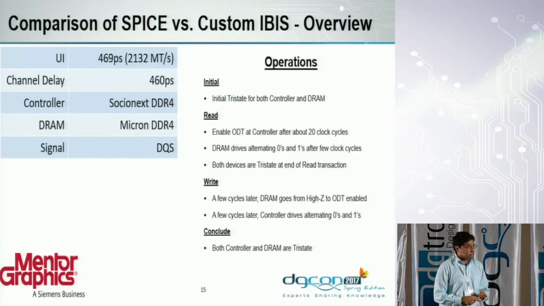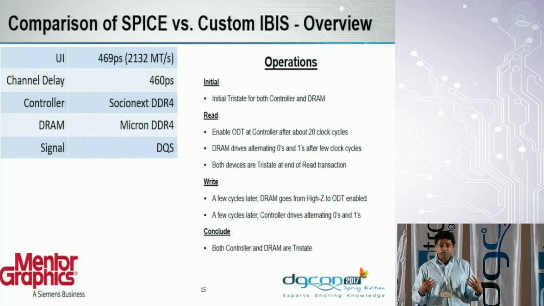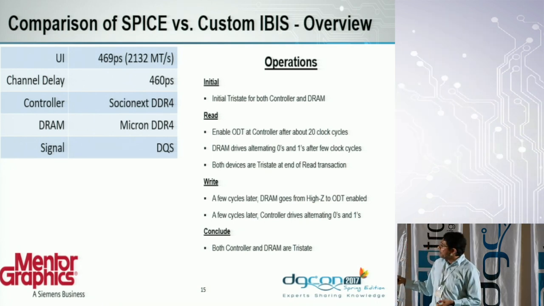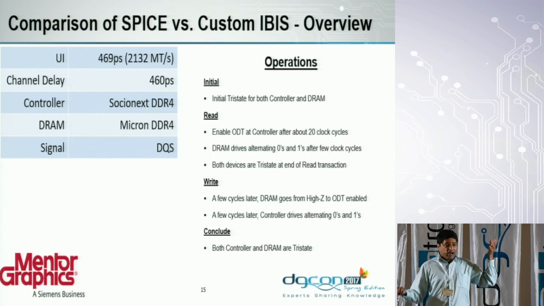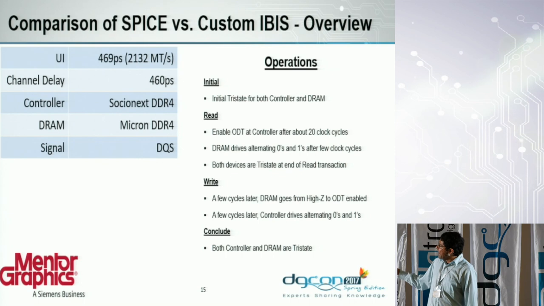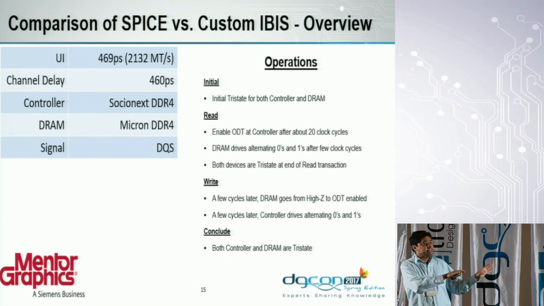So what we did here was, after we created these new IBIS files, and after we created a new HyperLynx version which supports these new requirements, we wanted to see how accurate it is. And to compare, we took a SPICE, we took the new IBIS that we've created, and we did a read-write transaction. So basically, you start from tri-state.